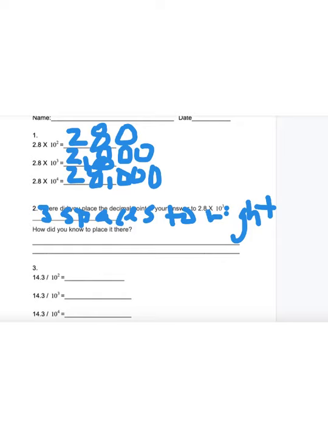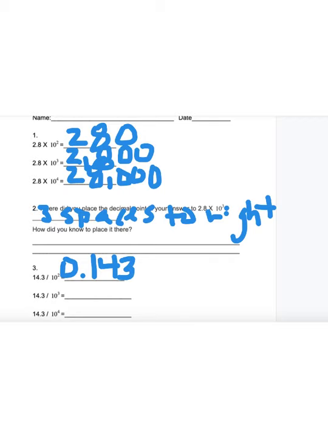Okay, let's keep going. Number 3, these are all division problems with our exponents. So 14.3 divided by 10 to the second power. We know when we divide, we're going to move the decimal point to the left. And since the exponent is 2, I'm going to move it 2 places to the left. So my answer is going to be 0.143.